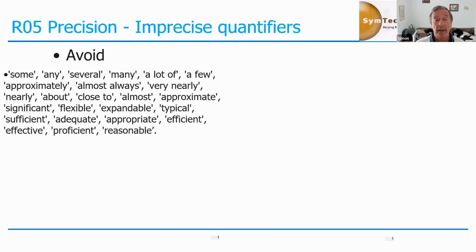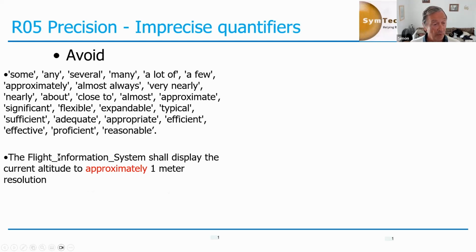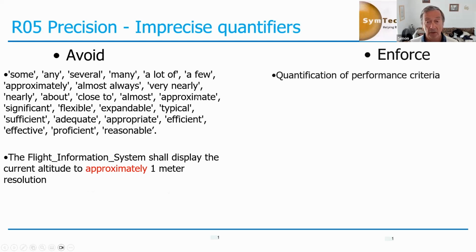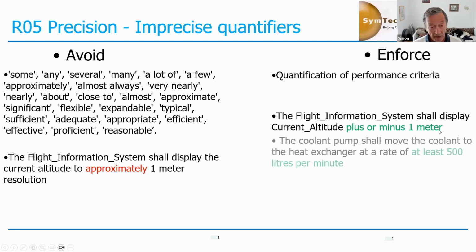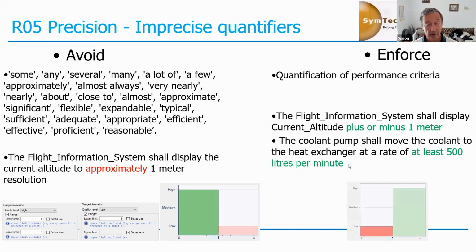Let's look at a different one. Imprecise quantifiers. Here's a list of those things you should avoid. So the information system shall display the altitude approximately. What we should have said is something like, quantify it. We shall display current altitude plus or minus 1 meter. There's an example from the coolant, and it's the same pattern. If less than 1, in other words 0, of these is good. Here, you need to have at least 1 of these quantified performance criteria for it to be good.